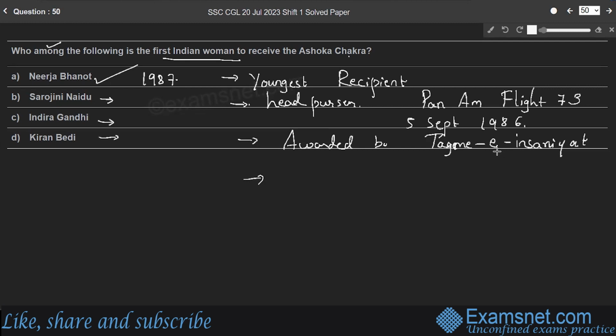Whereas Kiran Bedi is a retired IPS officer, Indian politician, former tennis player, and social activist. Kiran Bedi was the 24th Lieutenant Governor of Puducherry from 2016 to 2021. She was the first female Indian Police Service officer and started her career in 1975. So for the given question, Neerja Bhanot is the answer, option A.